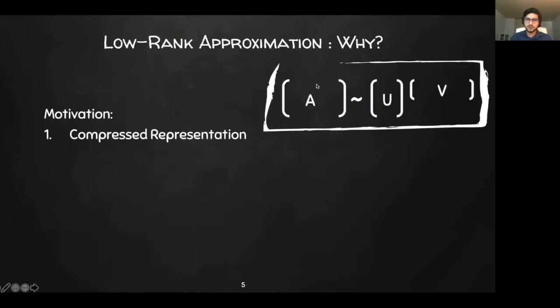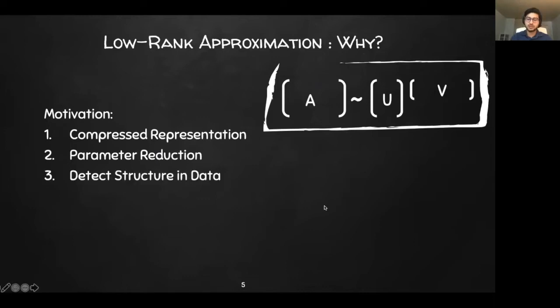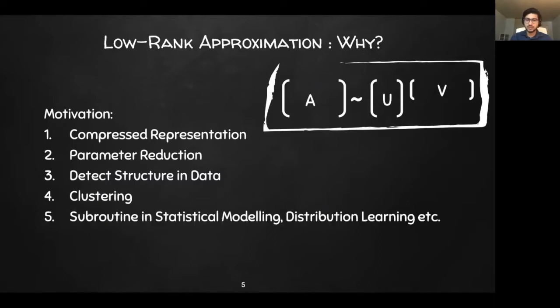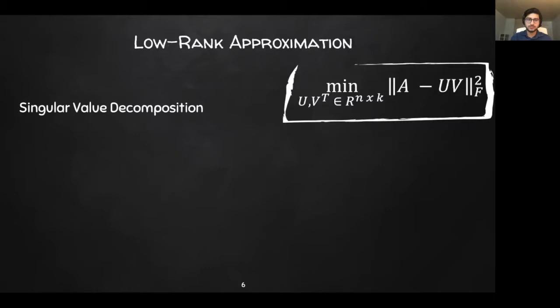The low-rank approximation helps us obtain a compressed representation of the input matrix. In particular, instead of keeping track of n squared parameters in the original input, we will only need to keep track of n times k parameters in the factorization U times V. It's often used to detect structure in data. It's used for clustering tasks, as a primitive in statistical modeling, and in distribution learning.